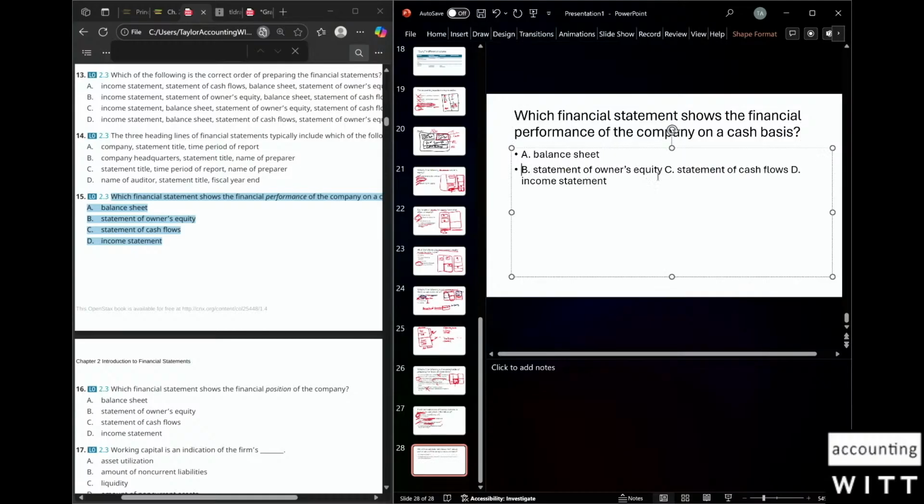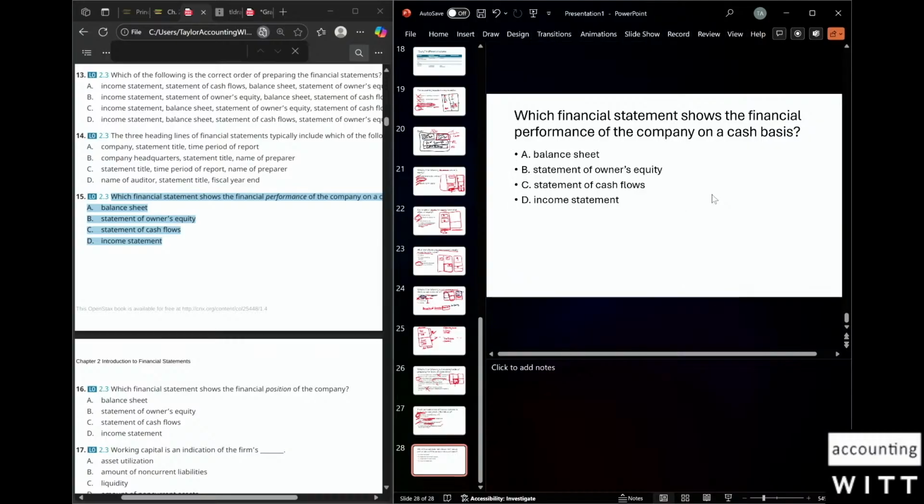It'd be fun to have a group of people to argue about these answers with and go through and dissect them. Okay, which financial statement shows the financial performance of the company on a cash basis? I don't know if I like this question.